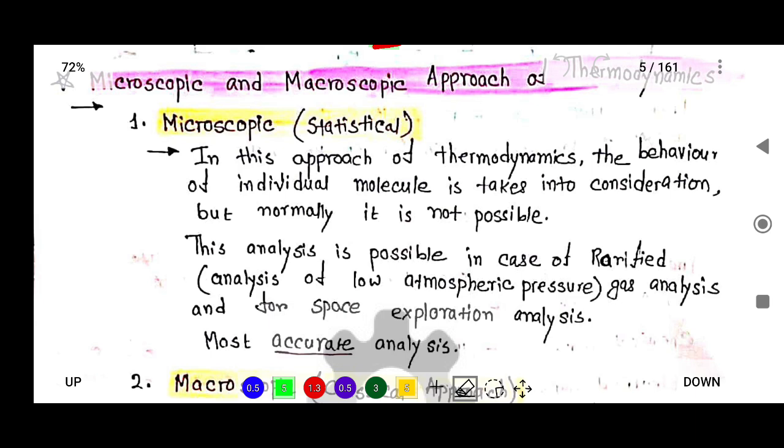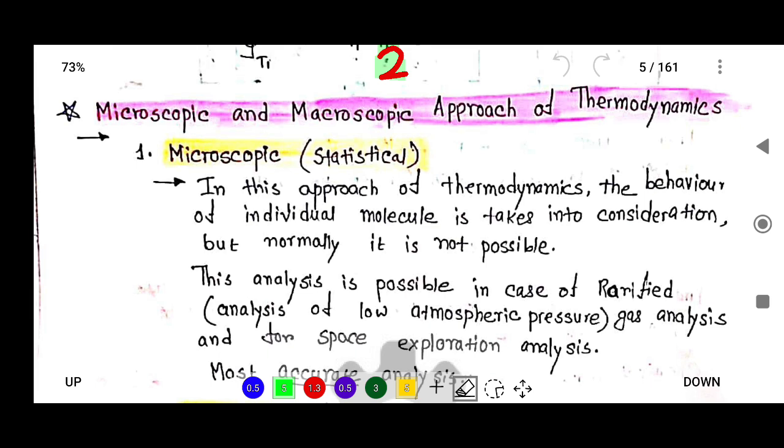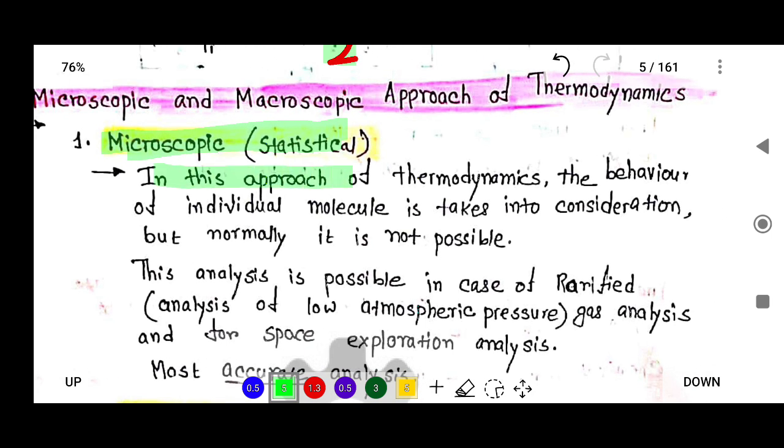So let's try to understand what is microscopic and macroscopic approach of thermodynamics. So what is microscopic approach? Microscopic approach is that when individual molecule is taken into consideration. In this approach of thermodynamics, the behavior of individual molecule is taken into consideration, but normally it is not possible. So there is a system. Inside this system the individual molecules are taken into consideration, the behavior of individual molecules is taken into consideration.